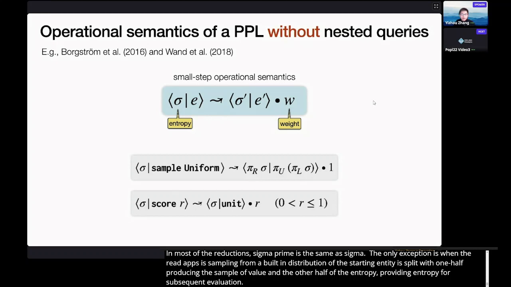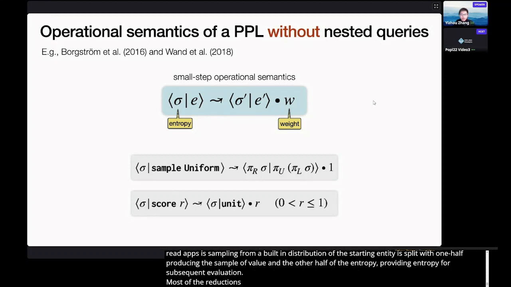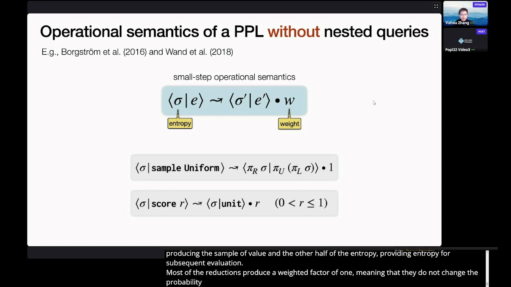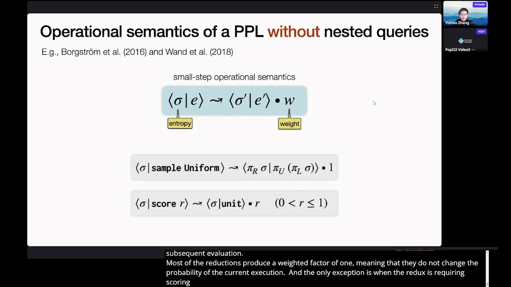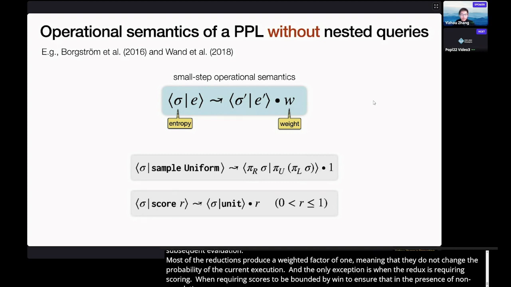Most reductions produce a weight factor of 1, meaning that they do not change the probability of the current execution. And the only exception is when a redex is doing scoring. We require scores to be bounded by 1 to ensure that in the presence of non-terminating executions, model evidence always exists.